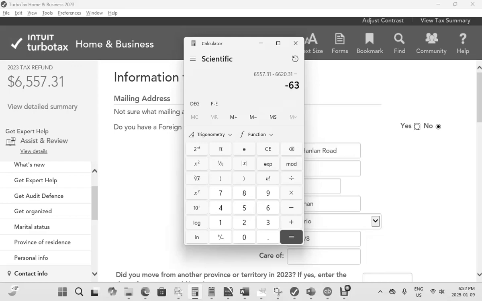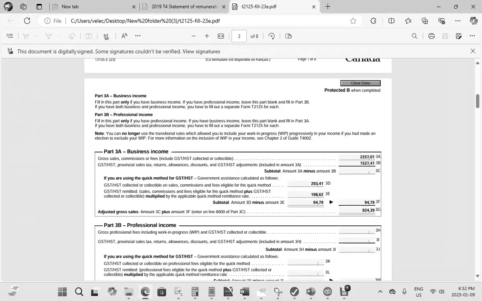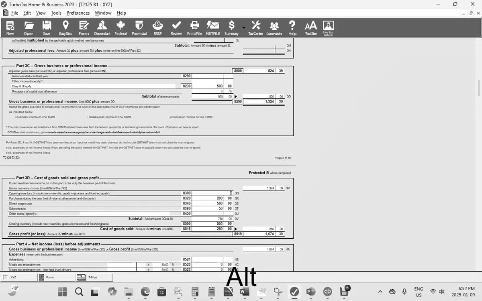It was $6,620.31. Right now it is $6,557.31. All right, so let's go back and change it to what it was before. This figure was $300. All right. So next up, you have line 8320.